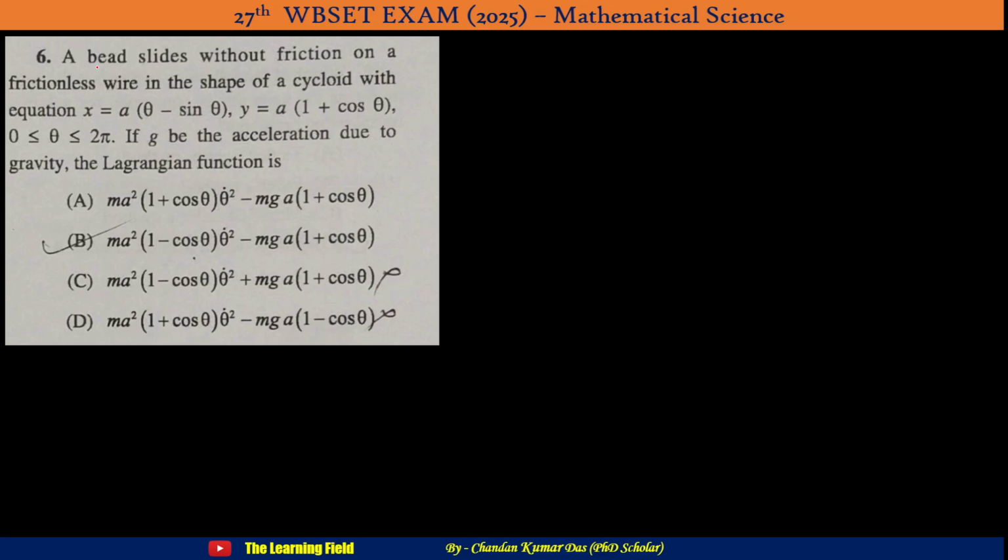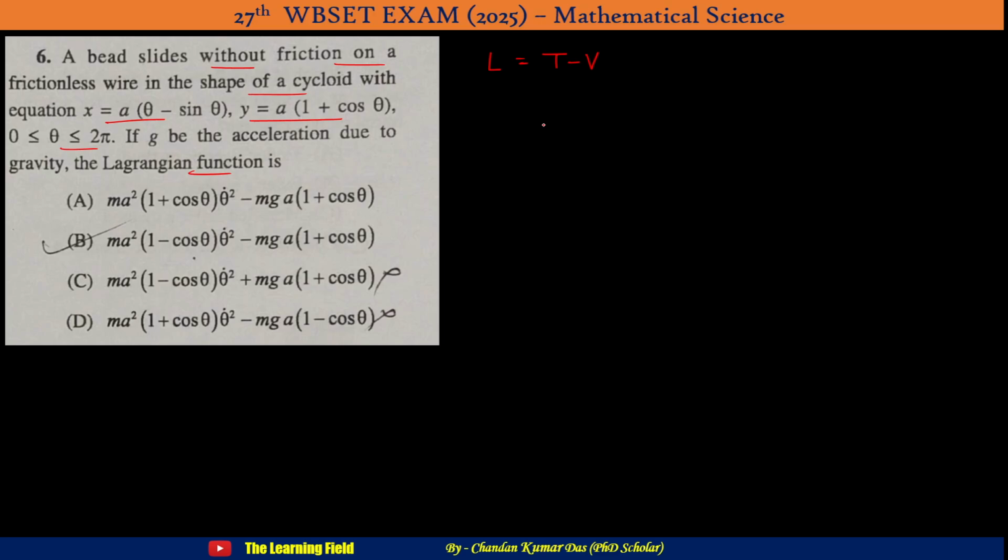It says that a bead slides without any friction on a frictionless wire in the shape of a cycloid, x equal to this, y equal to this. If g is the acceleration due to gravity, then the Lagrangian function is given by. So the general formula to find the Lagrangian is L equal to T minus V.